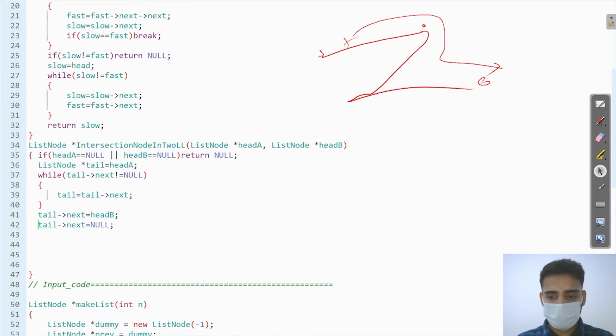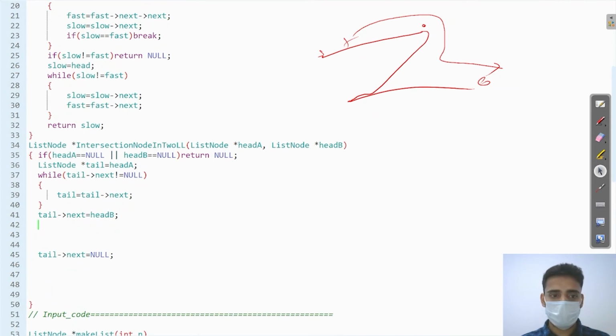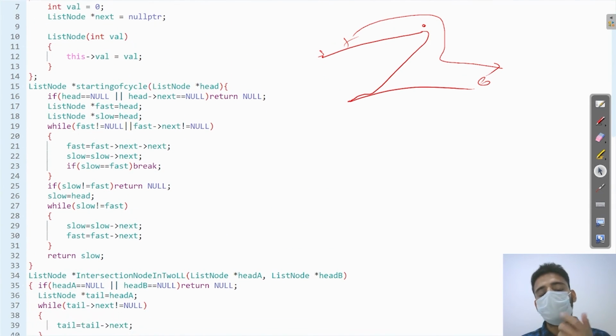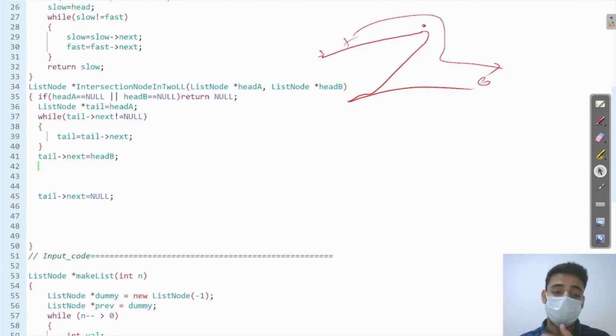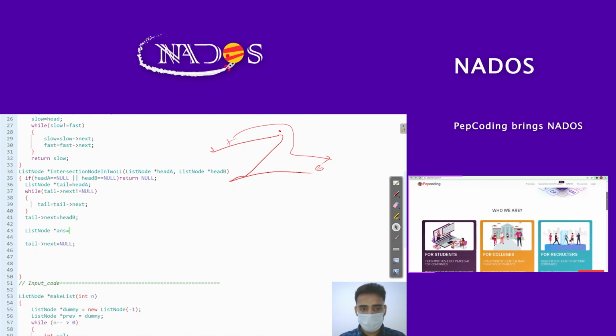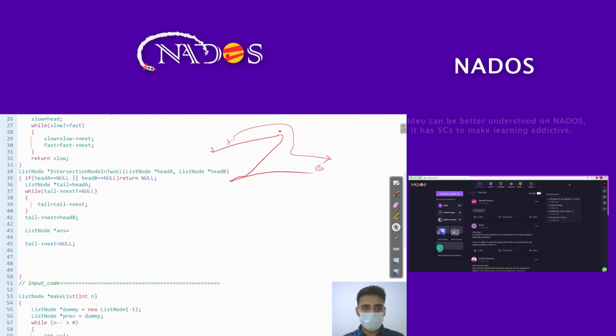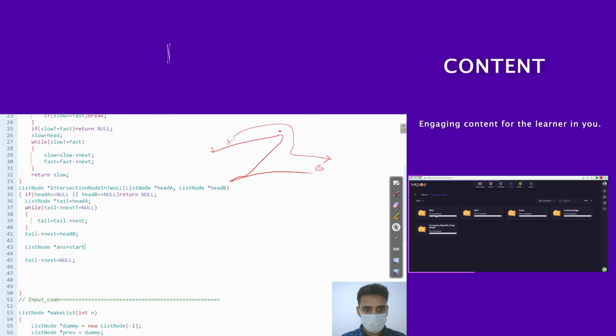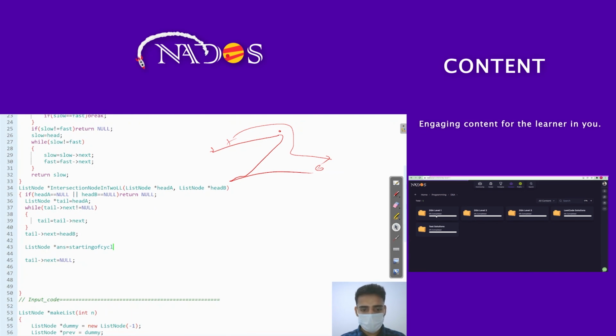Before undoing the changes, we will do our work. And what was the work? The work is getting the starting point of the cycle. That will be the intersection also. That is our result. So we'll make a node with the name answer, and here we will call our function. What is the name of the function? startingOfCycle.